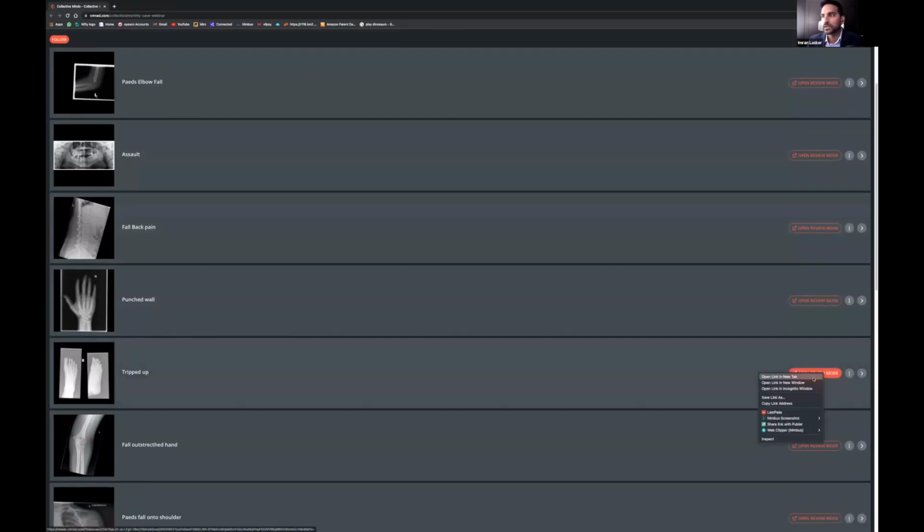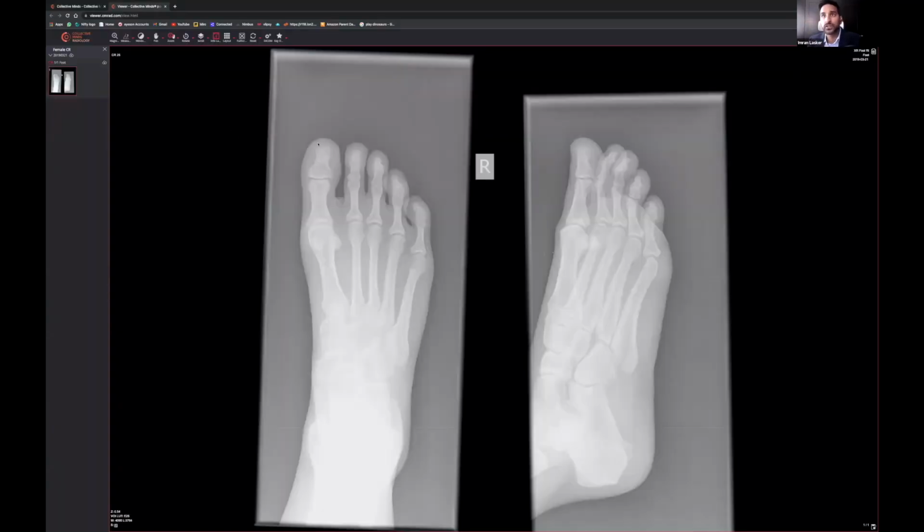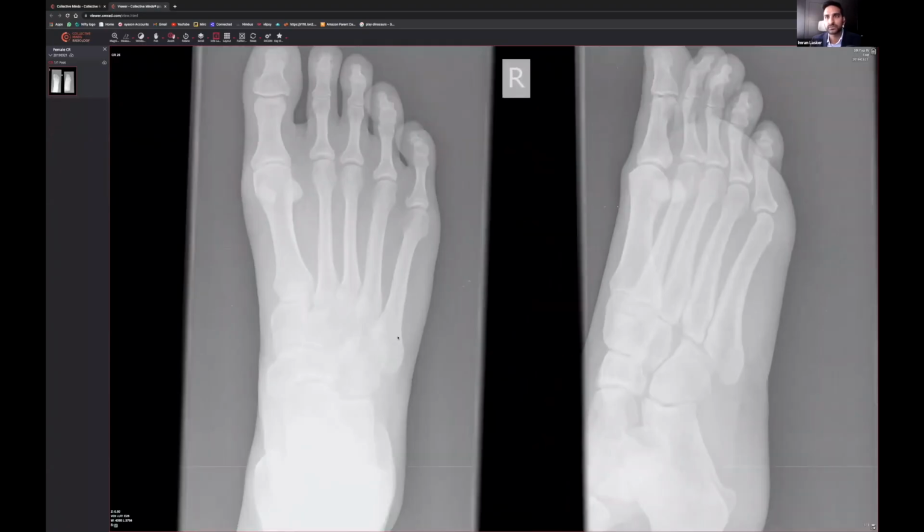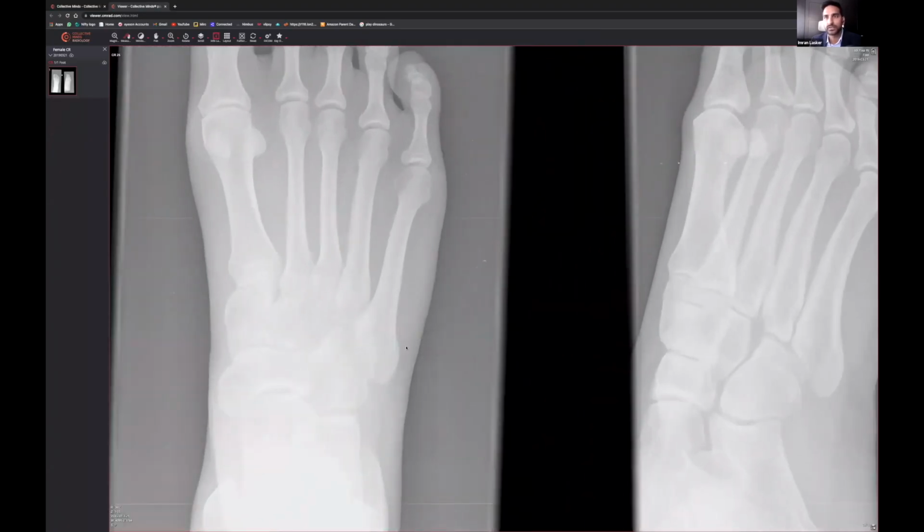So this one is someone who has tripped up, and so you've got to go for your high yield areas again. So when you're looking at a foot x-ray and you've got someone that is complaining of pain, the high yield areas is going to be the base of fifth. So it's going to be the base of fifth. That's going to be the high yield areas.